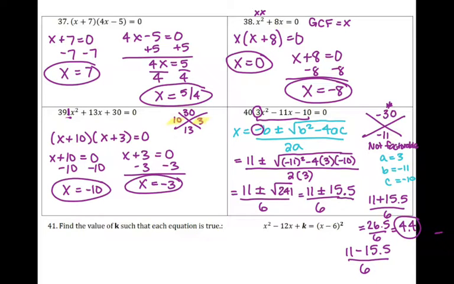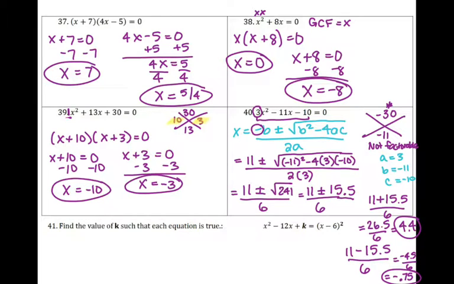As you can see, I've run out of space. It's okay. For my second one, 11 minus 15.5 is negative 4.5 divided by 6. Oh, I've really run out of space. Is negative approximately 0.75. Oh, I had to squeeze it in at the bottom. All right, it's a good thing 41 doesn't take up that much space. So again, for number 40, I did have to use the quadratic formula because unfortunately it was not factorable.